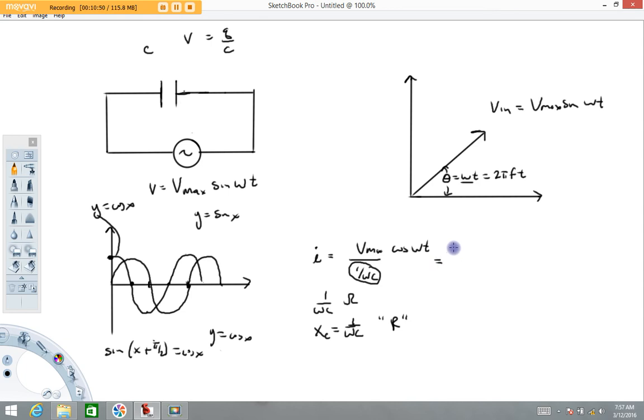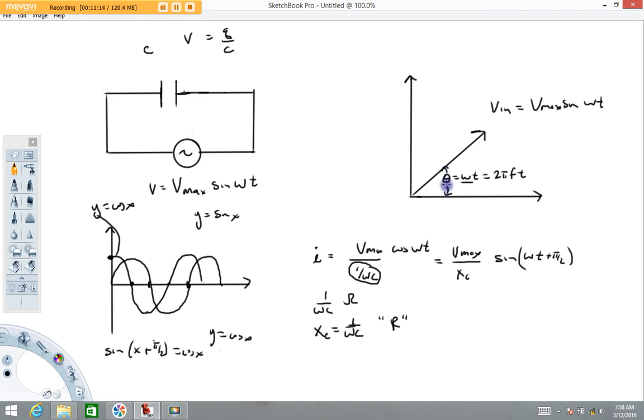This can be written as V max over, and I'm going to write this X sub C here. Remember the capacitive reactance. And this cosine of omega t can be written as sine of omega t plus pi over 2, by this stuff over here on the left. Now, this is really, really important.